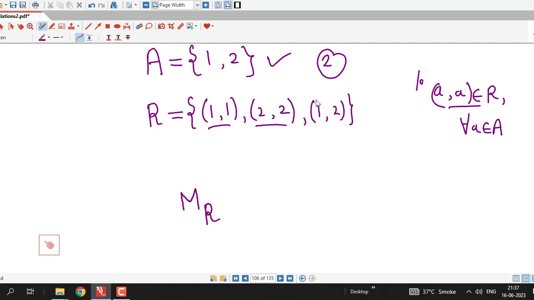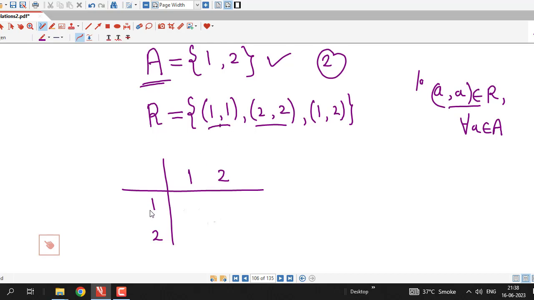So this relation is reflexive relation on this set A, and this set has two elements, therefore its relation matrix will be a square matrix of order 2. Now to write down the relation matrix, we first consider this type of table as we have discussed in last lecture. Here we write down 1 and 2, here also we write down 1, 2, because we have a relation from set A to itself.